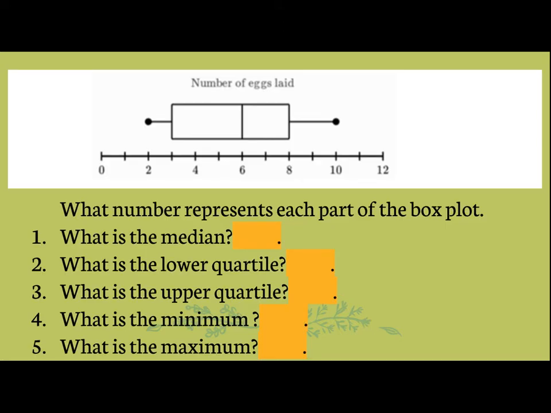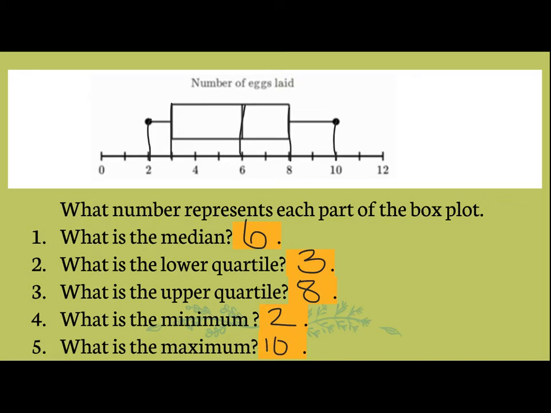So let's look at this graph, this number line and box plot. It shows the number of eggs laid. Let's say what number represents each part in the box plot. The median, remember, is your middle number. So you just bring it straight down, and it's going to be 6. The lower quartile is going to be right here. We have 2 and we have 4, so halfway between is going to be 3. The upper quartile is going to be 8. The minimum is going to be 2, and the maximum would be 10.